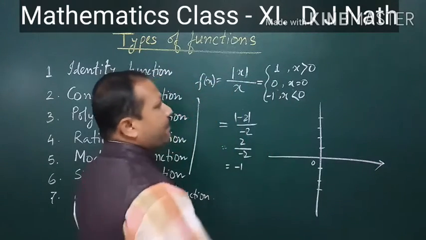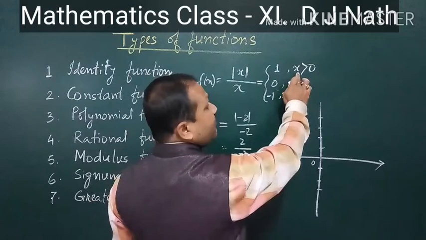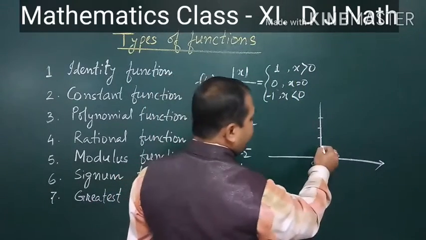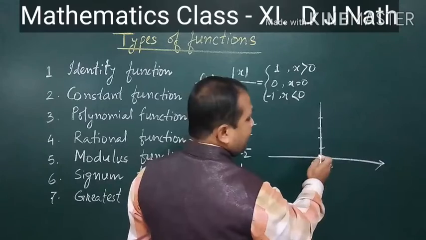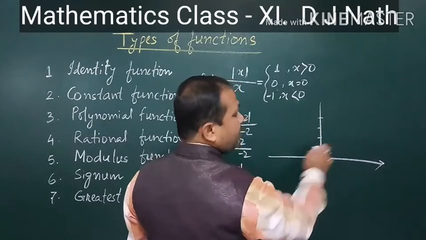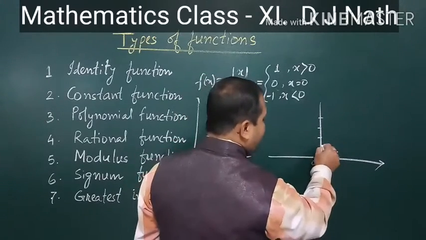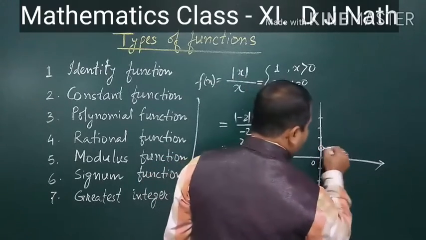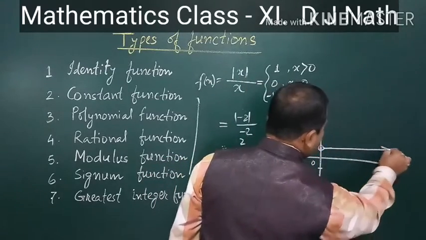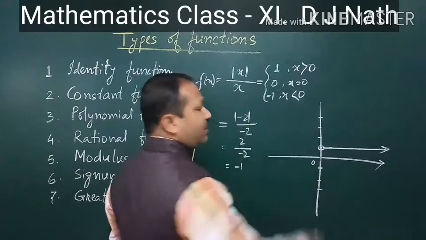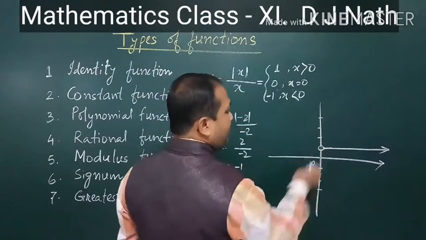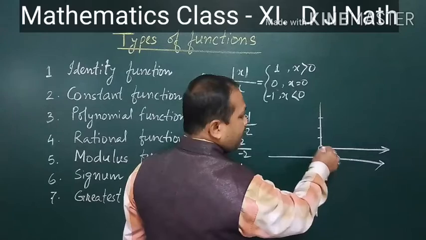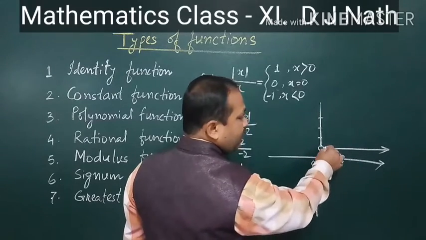What will happen? For x greater than 0, it is 1. So for x greater than 0, the value is always 1. What will happen? How will the graph be? Greater than 0, it is always 1, constant. So for x greater than 0 the result is 1, which means it will not touch that point. Okay? It will not touch that point, but here for x greater than 0, it is 1.